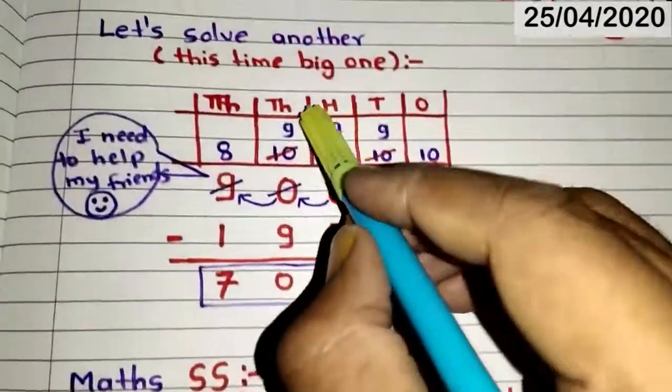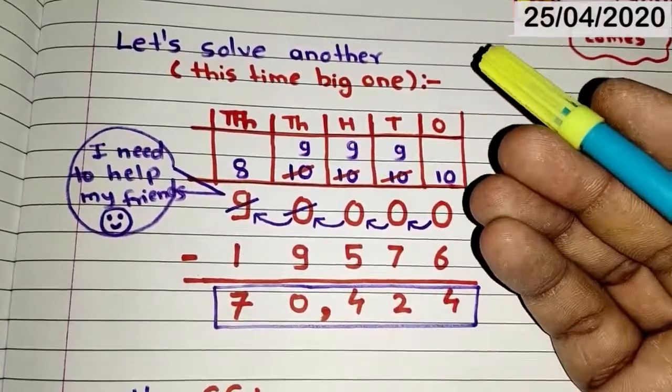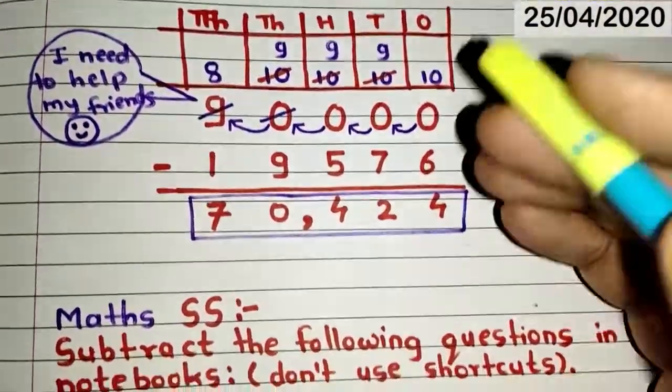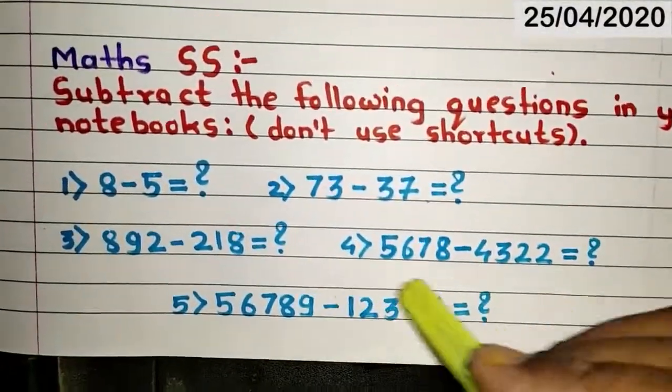Okay, you don't need to write down 1,000 or 10,000 in this one space. If you want to write, you can write. If you don't want to write, no need. But you need to do the subtraction step by step. So these are your questions.